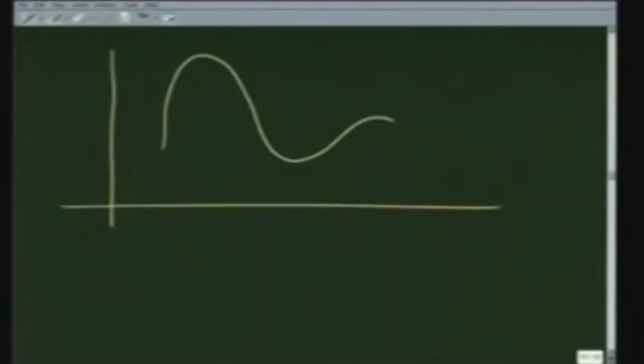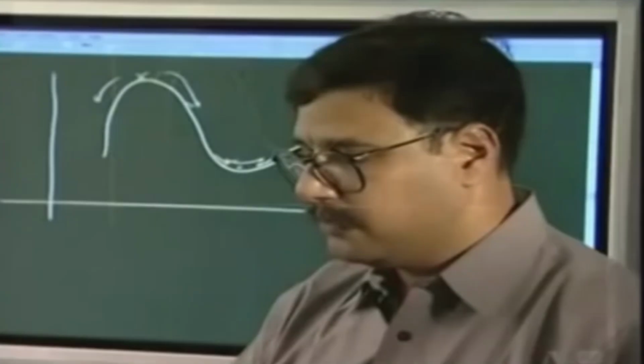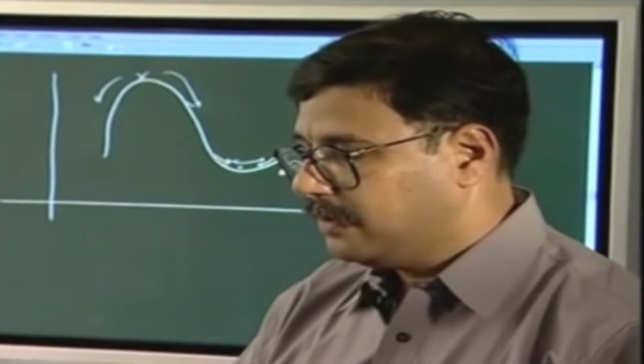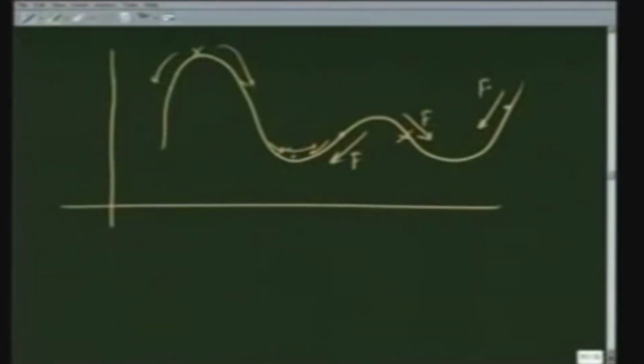If I had a particle here, it will just come down this way or this way. If I had a particle here, if I displace it, it will come down back to the minimum. At these points, the force is in this direction. At this point, the force is in this direction. This is F, F, F. F is always opposite to the slope.